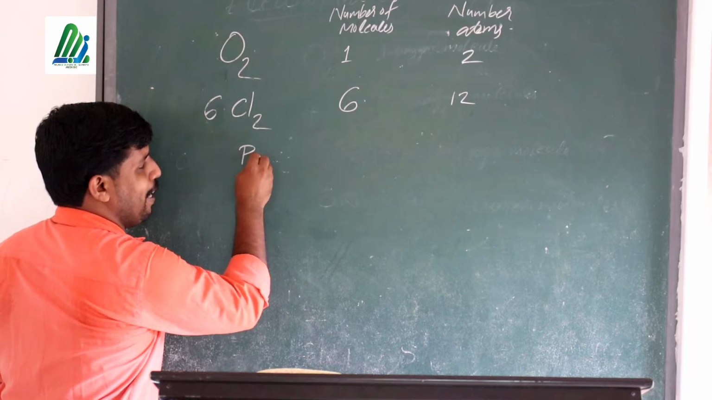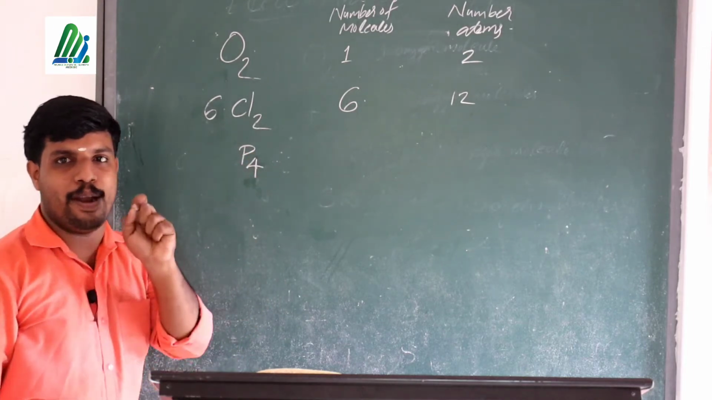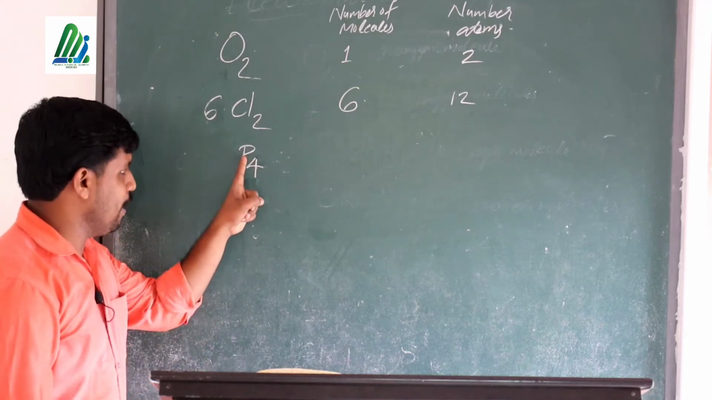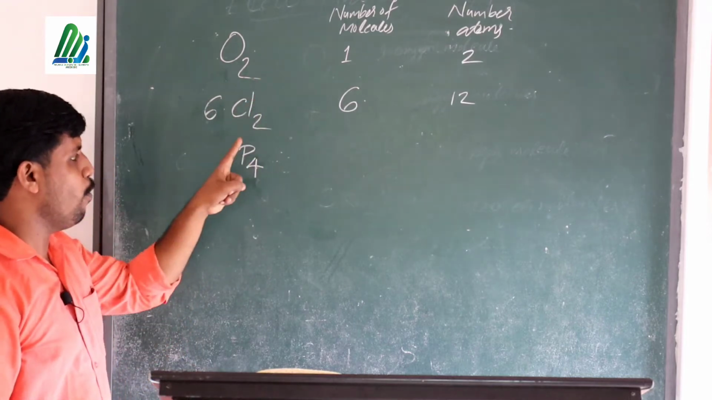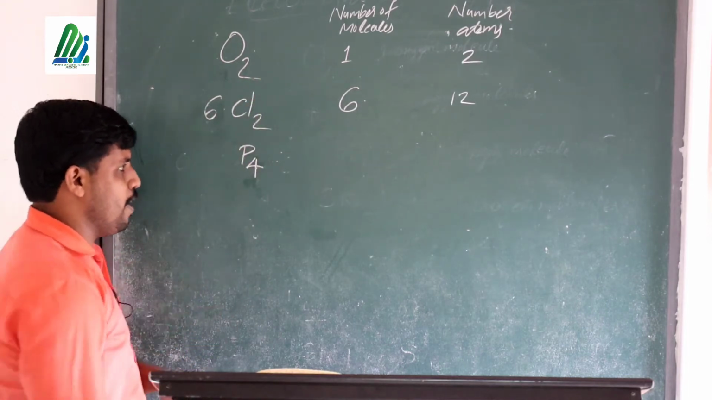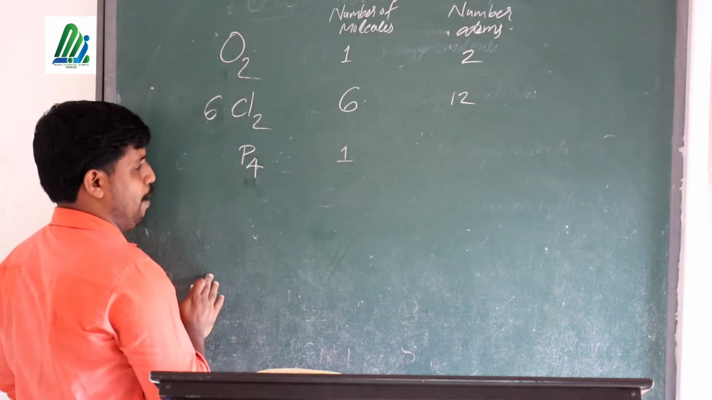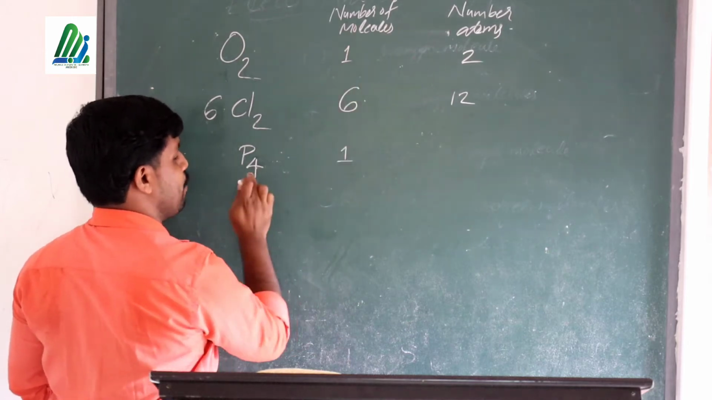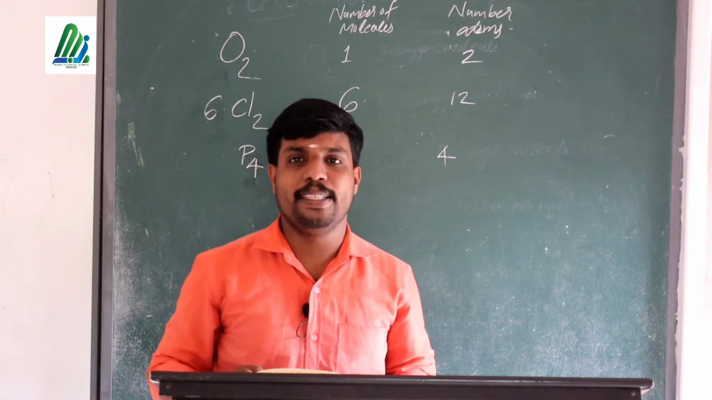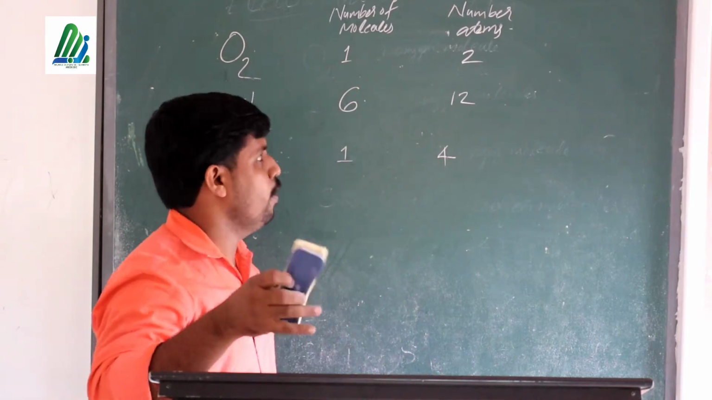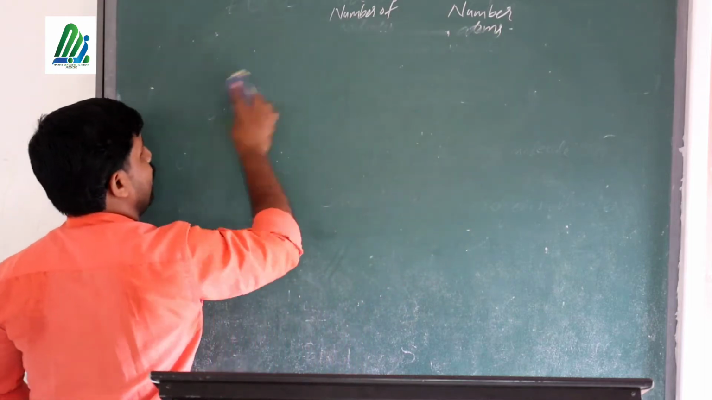Then we are going to familiarize one polyatomic molecule. P4 is a polyatomic molecule. How can you identify whether it is polyatomic? Because it contains more than 2 atoms. Four phosphorus atoms are combined. So how many molecules? It is 1 molecule, formed by the combination of 4 atoms. Then how many atoms are there? 4 atoms. Like that, complete the table given in your textbook.